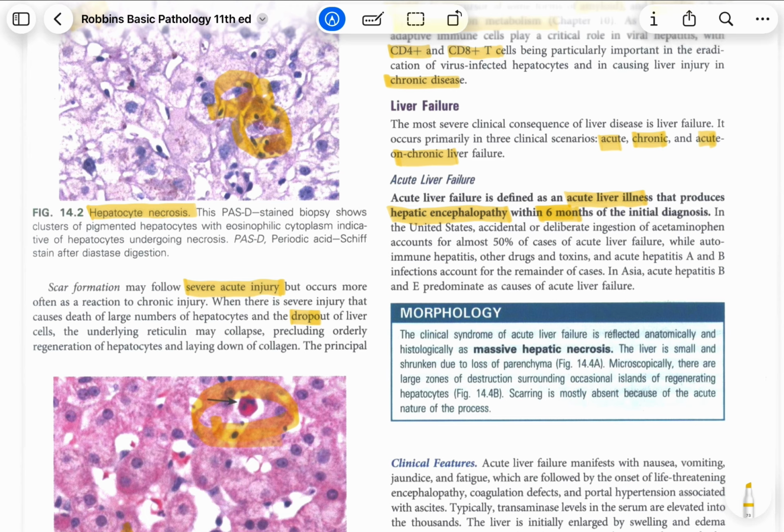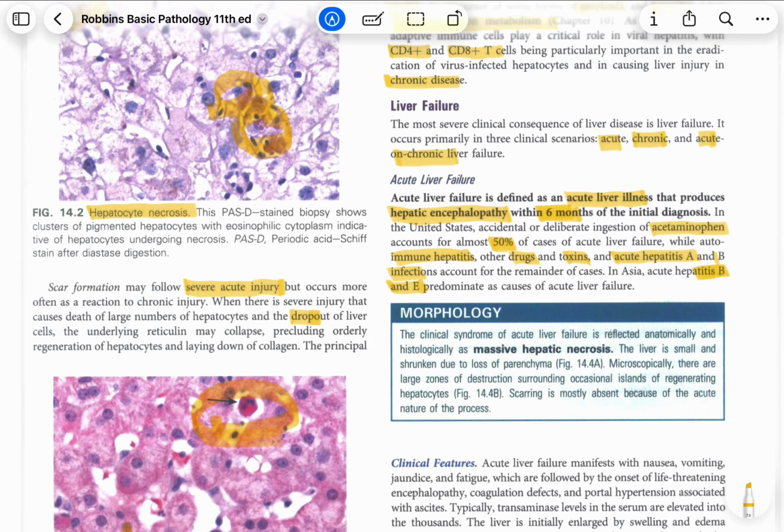In the United States, accidental or deliberate ingestion of acetaminophen accounts for almost 50% of cases of acute liver failure, while other causes are autoimmune hepatitis, drugs and toxins, and acute hepatitis A and B. Now, in Asia, acute hepatitis B and E are the major cause of acute liver failure. So this could be asked as the causes of acute liver failure. In Asia, it's not predominantly acetaminophen, whereas in the US, this is the one.